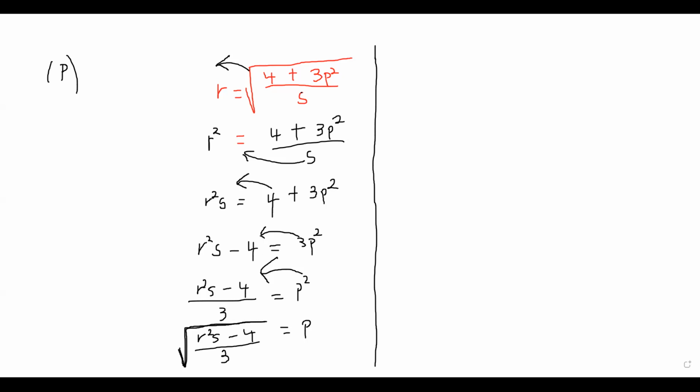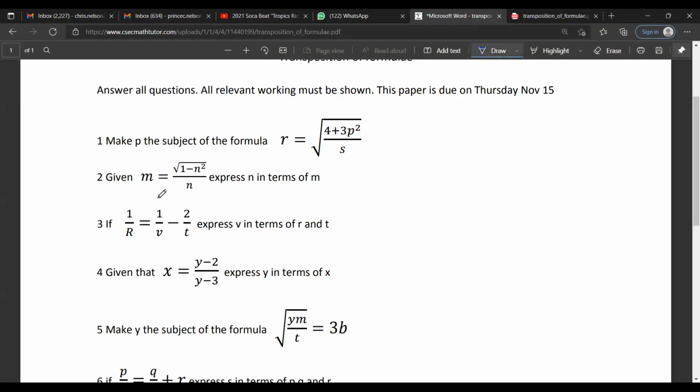All right, so I want you guys to attempt the second one. The second one, right? It says m is equal to the square root of 1 minus n squared, divided by n. Right? This one is a little tricky. Let's see if you can attempt it. Remember I told you guys, the same concept applies to this one, right?